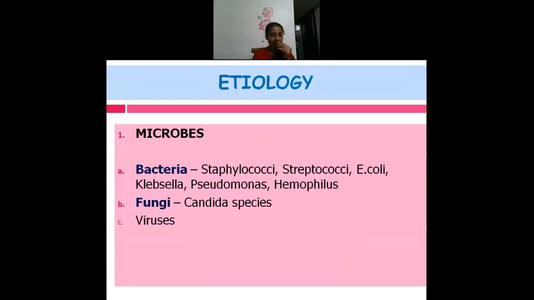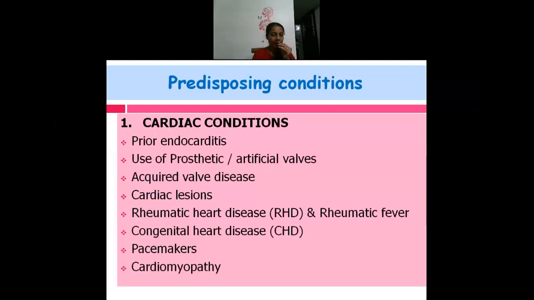Now moving on to the causes of endocarditis. As I told, most commonly endocarditis occurs because of infection by microorganisms. Commonly bacteria are responsible, like Staphylococcus, Streptococci, E. coli, Klebsiella, Haemophilus, Pseudomonas. All these bacteria can result in endocarditis. Other than that, fungi are also responsible, and very few viruses also result in endocarditis. So that is the main reason.